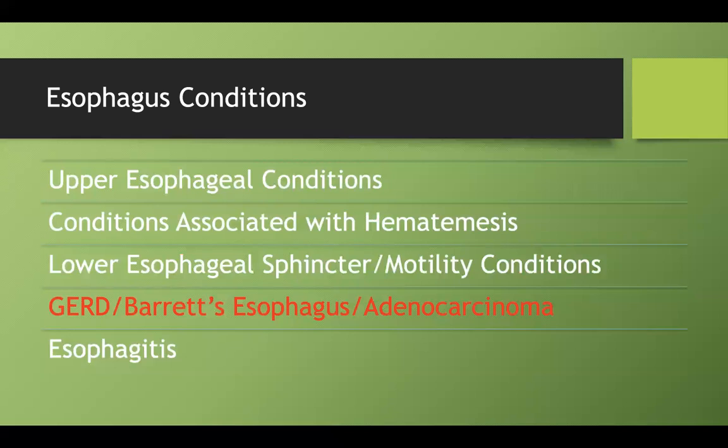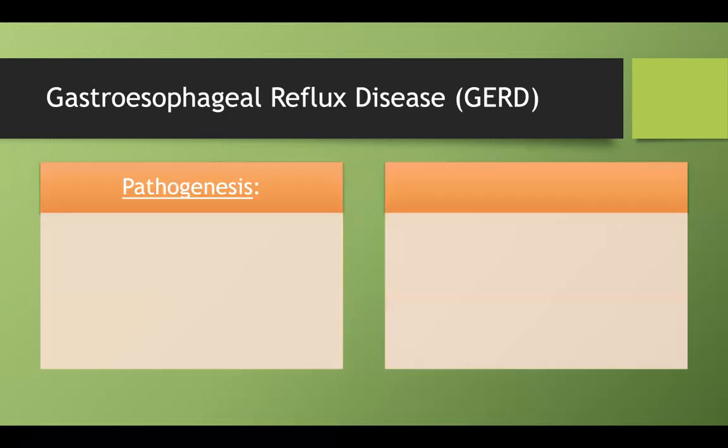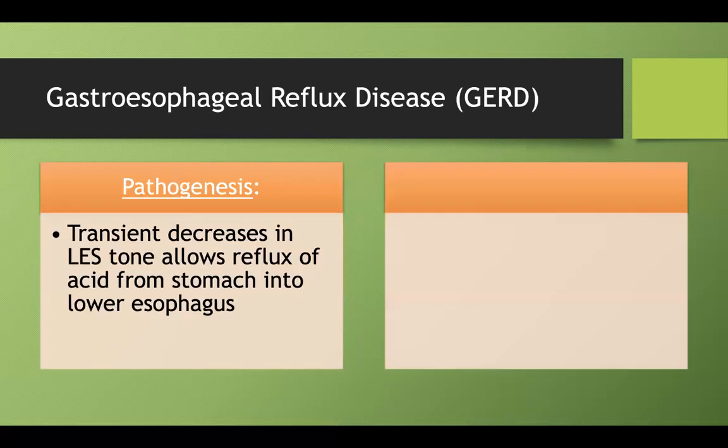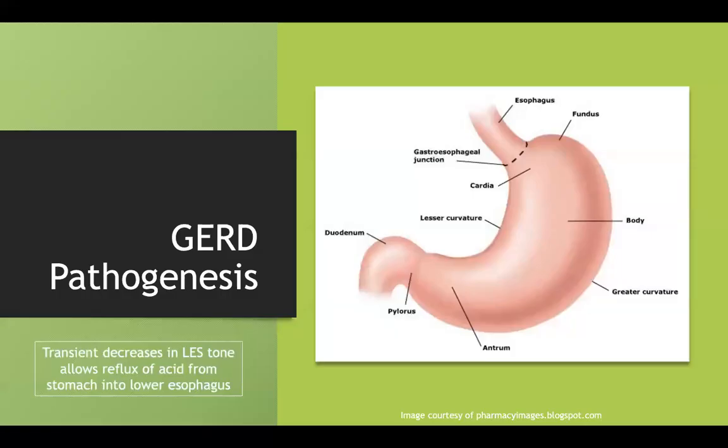So now let's move on to what I think is the most high yield portion of this lecture, especially of the conditions. It's this pathway of GERD, Barrett's esophagus, and adenocarcinoma. So GERD, the pathogenesis involves transient decreases in LES tone. And what that does is it allows acid to get into your esophagus. So it's kind of like the opposite problem we were having in achalasia, where nothing can get through. This one, you have a little bit too much of a decrease in your tone to where acid can get back up into the esophagus.